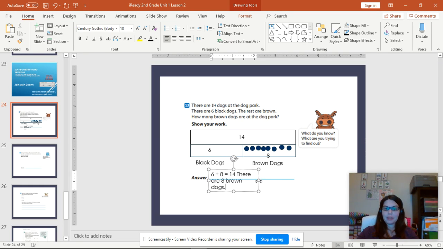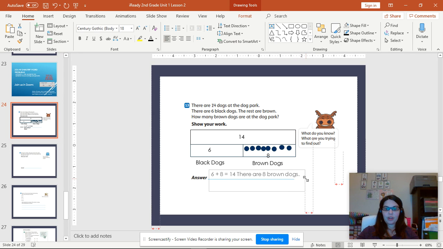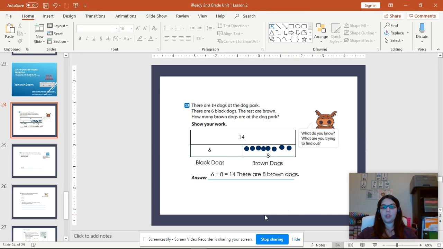Easy peasy lemon squeezy. This is a great process to use to help you to have a model to help you solve the problem.